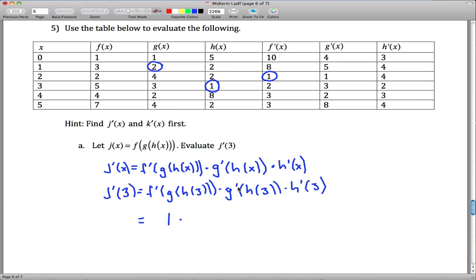We already got that. G prime of 1. G prime of 1 looks like is 5. So this middle guy here is 5. And finally H prime of 3. 1, 2, 3 is 2. 1 times 5 times 2 equals 10. And we're done with part A.